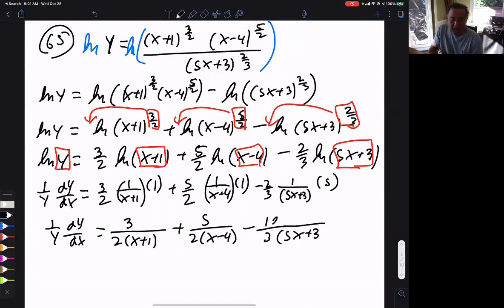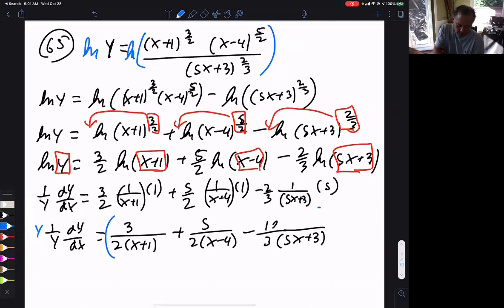Now, you could get a common denominator and add those up. I'm not going to take the time to do that. That's just algebra. But I will do this. We're not done. I'm trying to find dy dx. I don't like that. I'm going to get rid of that by multiplying both sides by y. So dy dx is all of that.